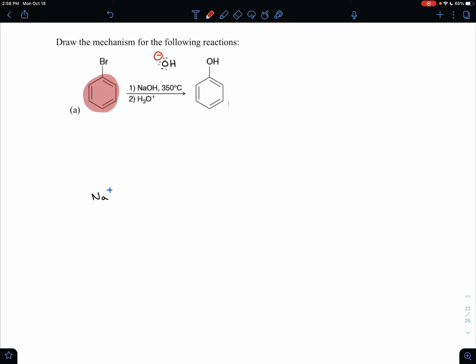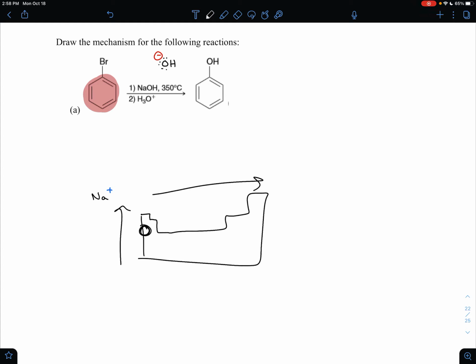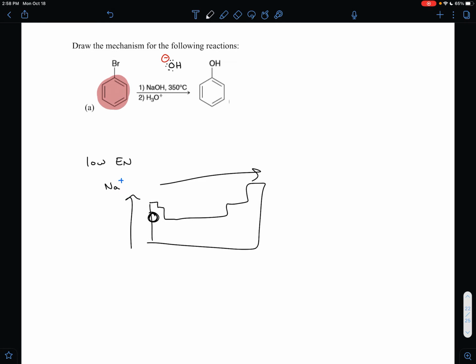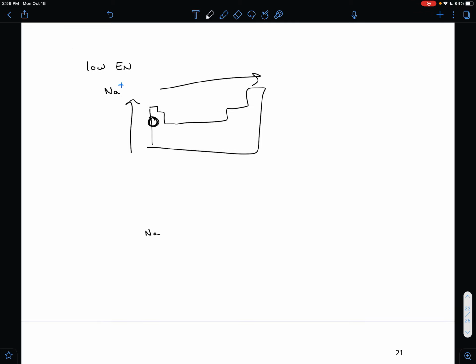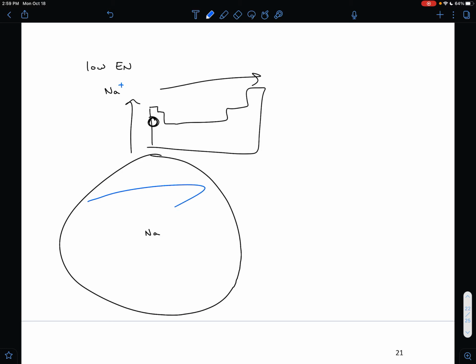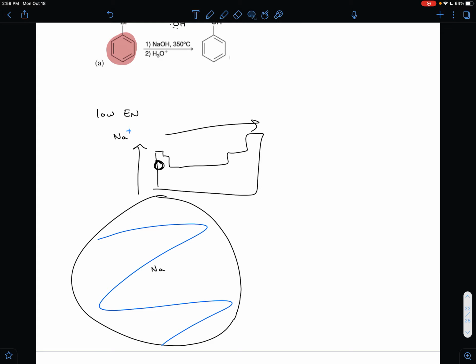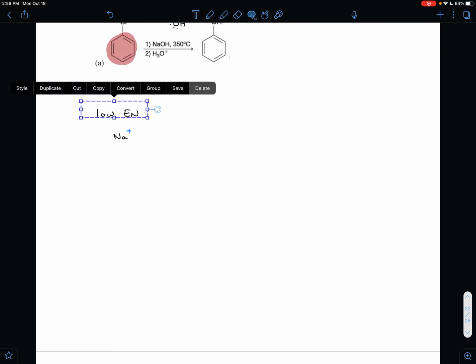Sodium has very low electronegativity. Remember that electronegativity increases as you go up and to the right on the periodic table, and sodium is way at the left. So it has low electronegativity, which means the nucleus doesn't attract the valence electrons around it very much. And because of that, sodium is huge. You'd have a sodium atom, it doesn't attract the valence electrons, so the valence electrons stay far away. And so the positive charge of sodium is spread out over an enormous space. It's diluted in space. That makes the Na plus extremely stable and makes it not interfere with our reaction at all.